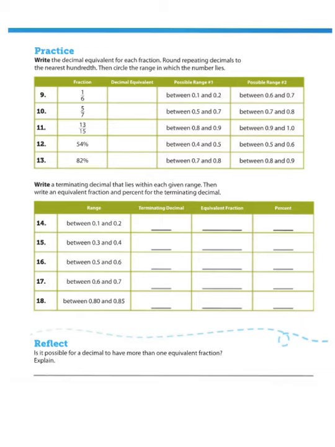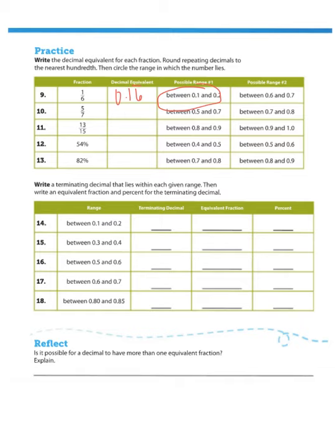So you're going to take the fraction. Number 9 is 1/6, so 1 divided by 6 is going to be 0.16 repeating. Now you have to decide, is that between 0.1 and 0.2, or 0.6 and 0.7? And that would be between 0.1 and 0.2.